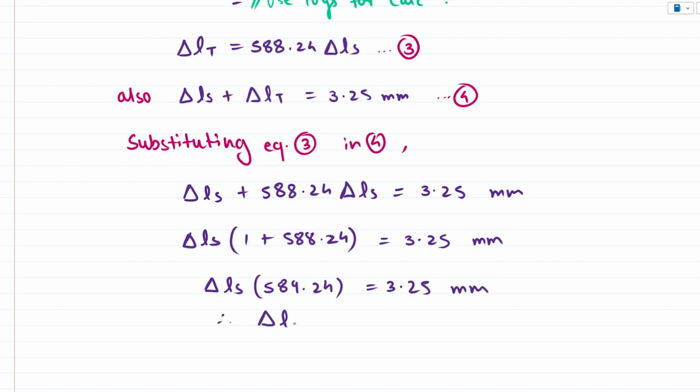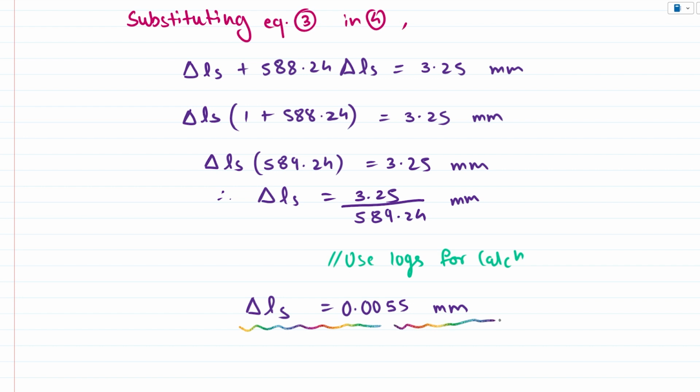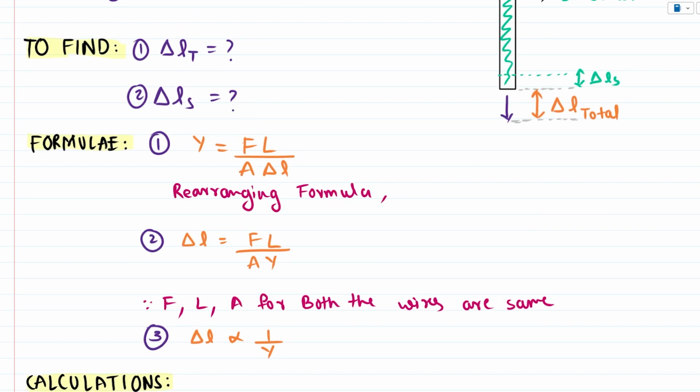So delta LS must be 3.25 divided by 589.24 millimeters. Now you'll have to use logs again because we can't help it. So use logs for further calculations. But for the video, we'll skip the step. And if you were to divide these two terms, you would get the answer as 0.0055 millimeters. So that is the value for the increase in length for steel wire. So delta LS, that is extension in steel wire, is 0.0055 millimeters. So our first task of the two tasks, that was to calculate the delta LS, is done.